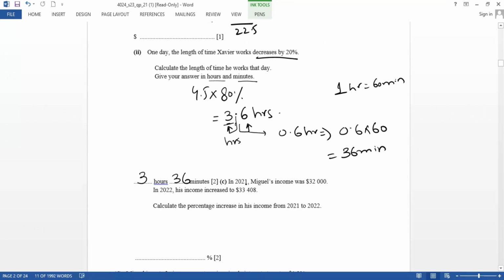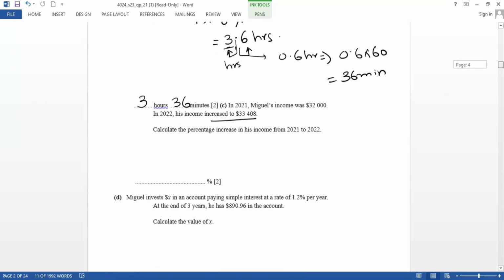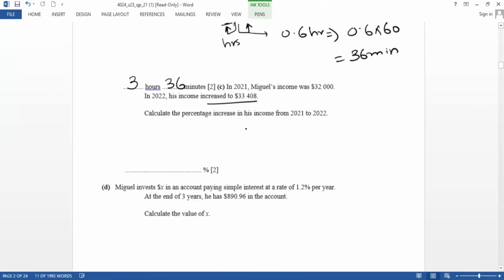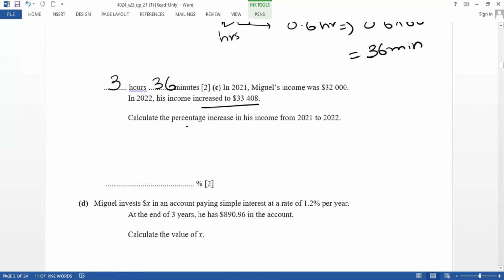C part is, in 2021, Megul's income was 32,000. In 2022, his income increased to 33,408. Calculate the percentage increase in his income from 2021 to 2022. So, in 2021, his income was 32,000. That is the old income. And in 2022, his income increased to 33,408. That is the new income. So we need to calculate the percentage increase.